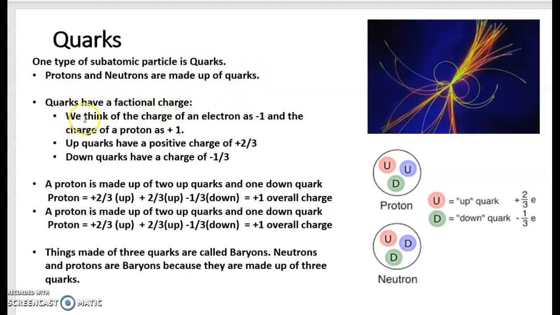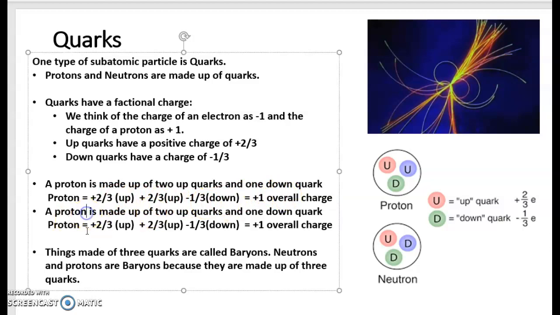Quarks have a fractional charge. We think of the charge of an electron as -1 and the charge of a proton as +1. So up quarks have a charge of +2/3, down quarks have a charge of -1/3. A proton is made up of two up quarks and one down quark. So +2/3, +2/3, and -1/3, giving an overall charge of +1.